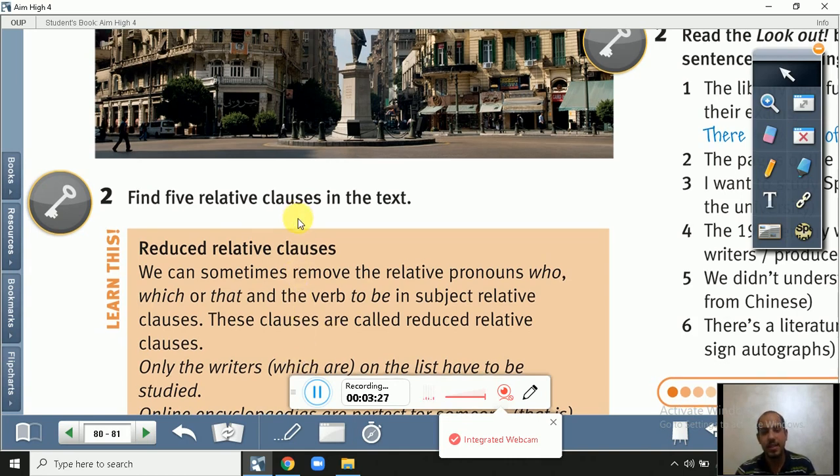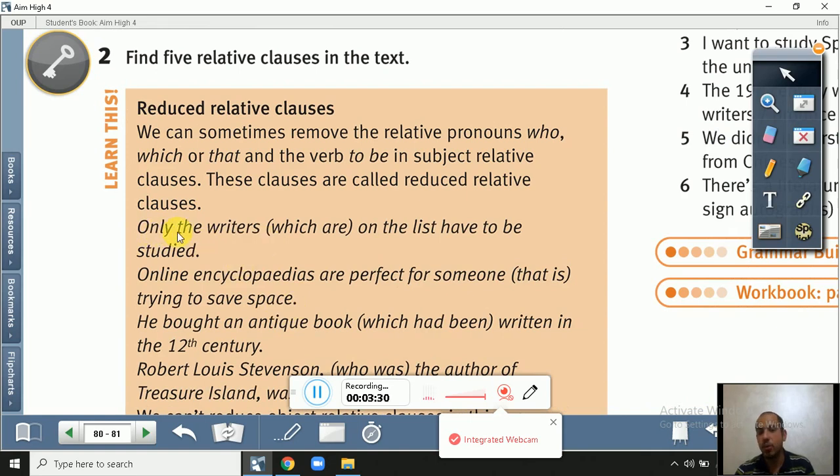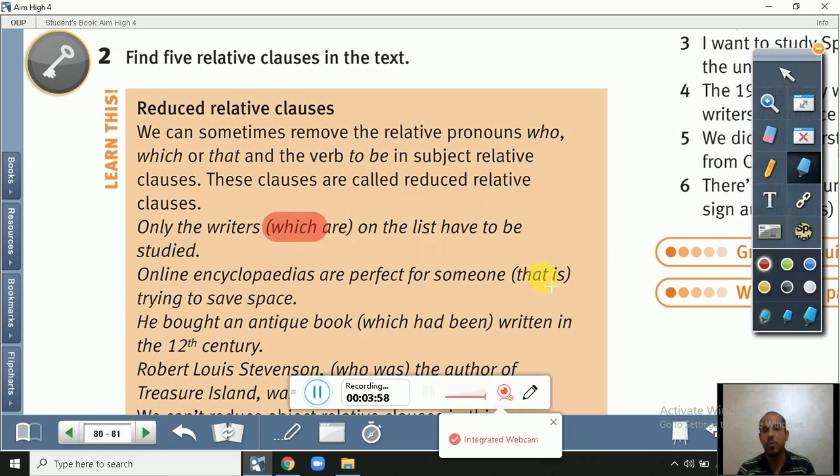Okay, let's see this example. This is a normal sentence. Let's read this sentence: Only the writers which are on the list have to be studied. So where is the relative pronoun? Here it is. So we are talking about which. So this is the relative pronoun. Where is the verb to be? The verb to be is are in this sentence.